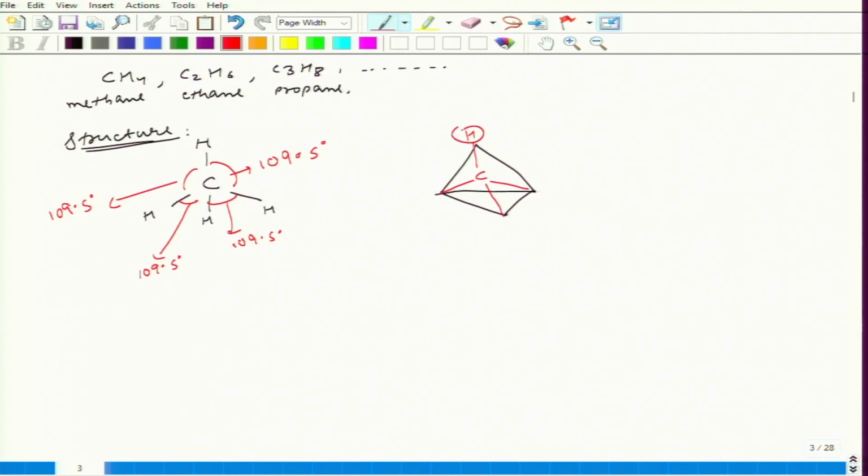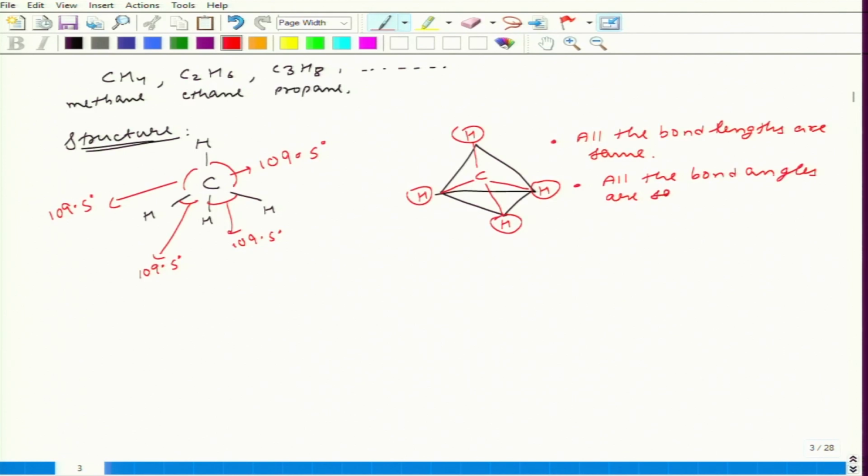Now, all the bond lengths are the same. That is point number 1. Point number 2, all the bond angles are the same. There is no difference between the bond angles, as all the angles between hydrogen, carbon, and hydrogen are 109.5 degrees. In scientific terms, the structure is tetrahedral, and this shape can also be recognized as a tetrahedron. In mathematics, we normally call it a tetrahedron. This is the basic structure of methane.